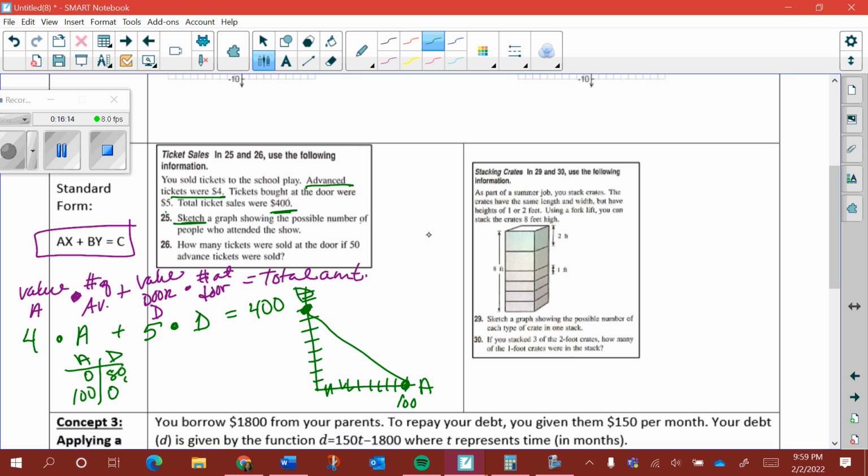Now, how many tickets were sold at the door? 50 were sold in advance. So if I want advance, that's right here. That's the number of them, and the value is 4. So I'm going to plug in 50 for A. So 4 times 50 plus 5D equals 400. This gives me 200.